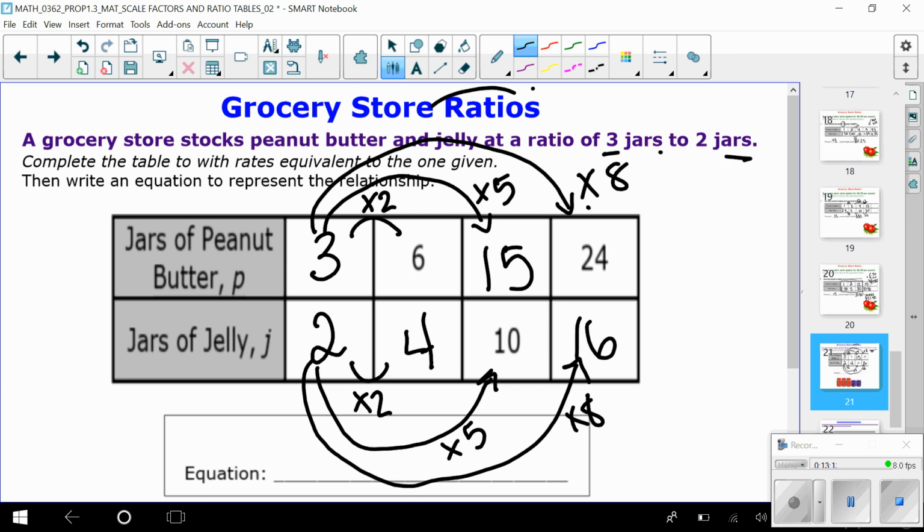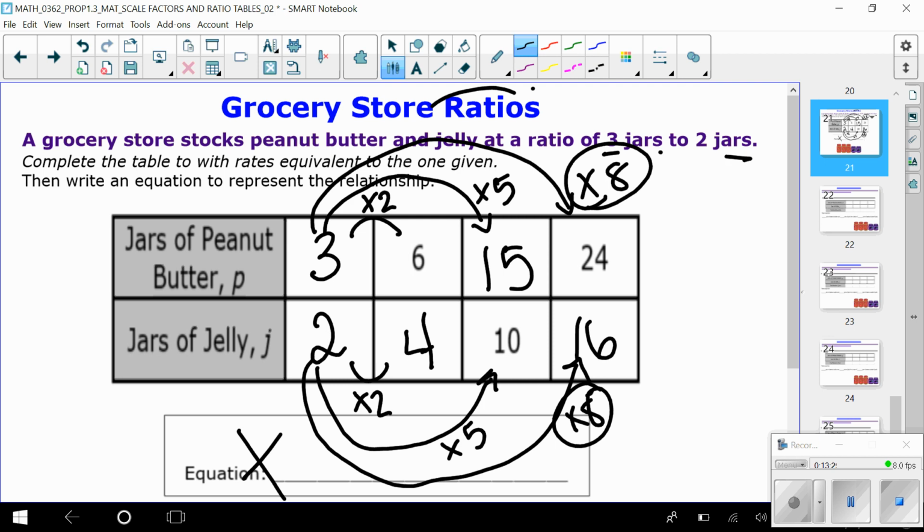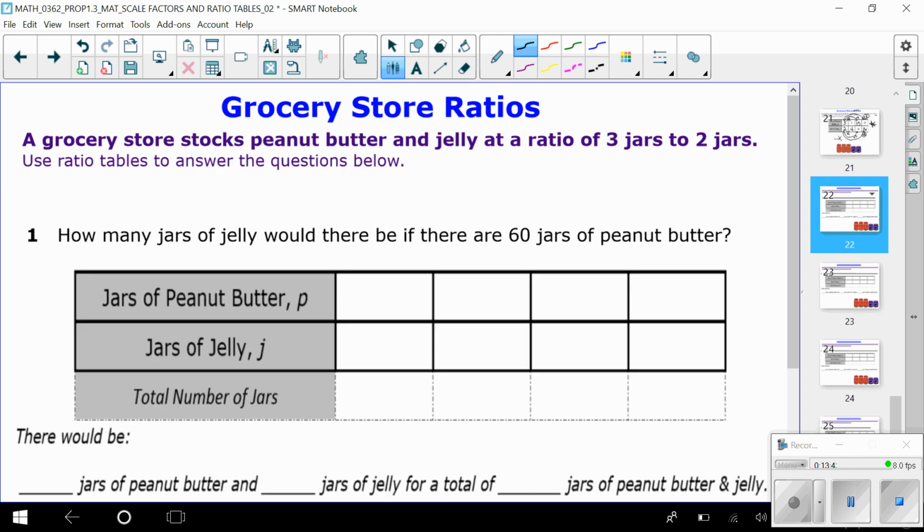Remember, you call this number here that you multiply by the scale factor. Also, you can put a little x right there when I'm going to do the equation. Okay? All right. So this one, I think you should be able to do, but we'll look at them. There's 1, 2, 3, 4 more problems down at the bottom. Remember, you're going to use this ratio table for all of the next problems. Okay, we're talking about peanut butter to jelly.